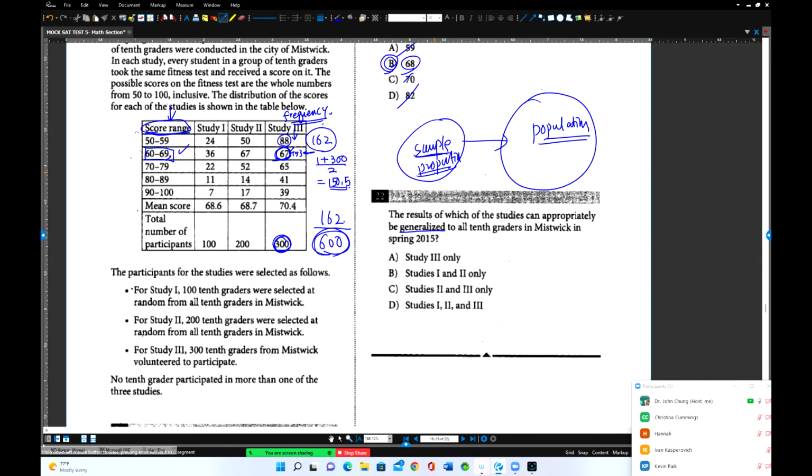If the sample is random, it represents the data of the population. Is it okay? So study 1 over here, 100 tests were selected at random. That's right, random. This is okay. This is a generalization. Study 1 is okay. Study 2, 200 selected at random also, okay? Study 3 is what? 310 grade means we get volunteers to participate. Volunteers are not randomly selected. Other people have no chance to be selected, okay? That is what? Selection bias.